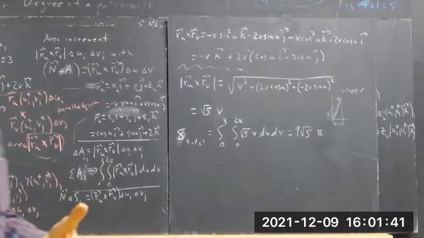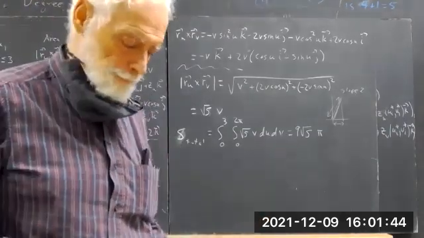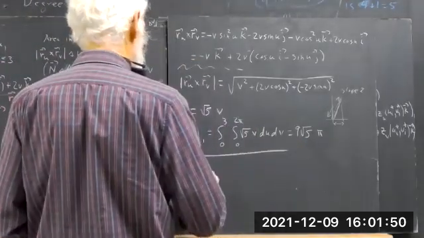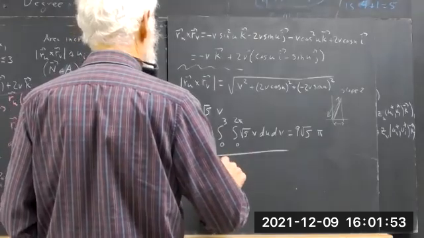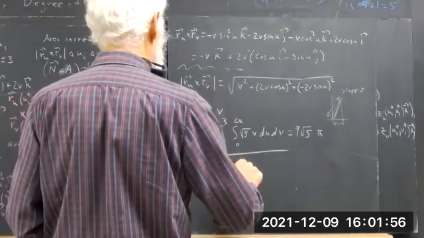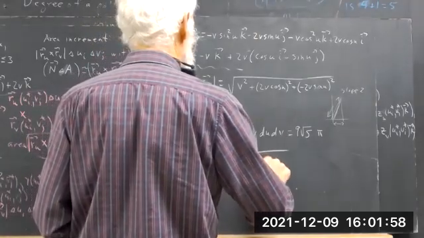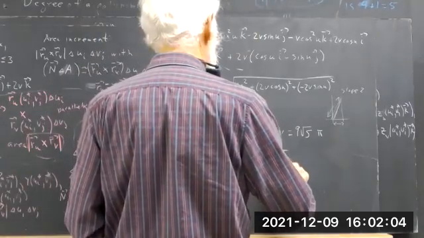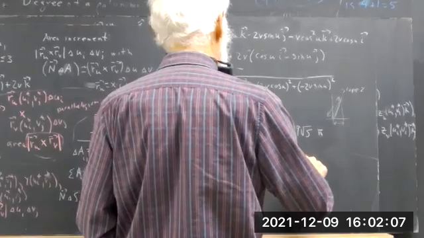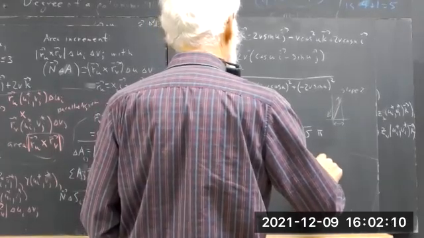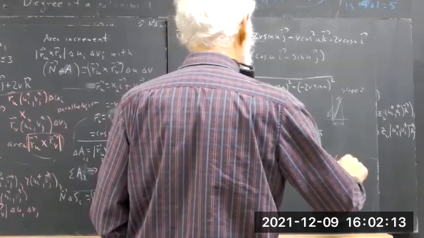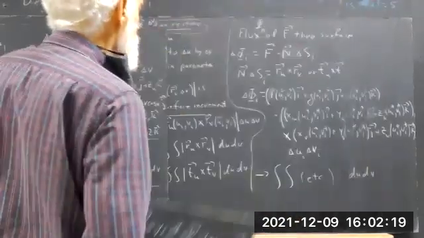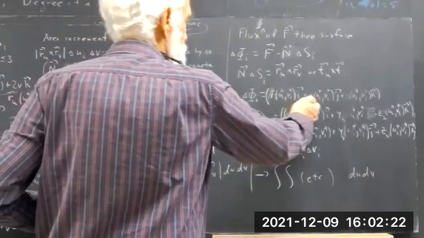Now, what if we want to calculate a flux of a vector field? Okay, so if F of x, y, z equals little f of x, y, z i, plus little g of x, y, z j, plus little h of x, y, z k, which is the notation that we used here.